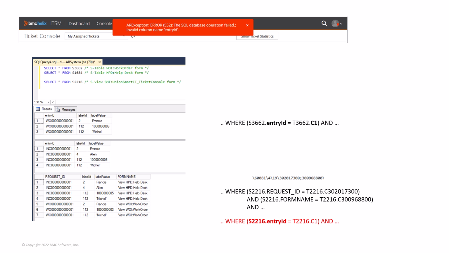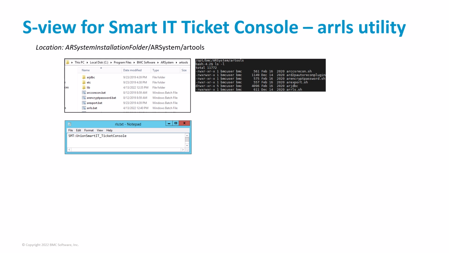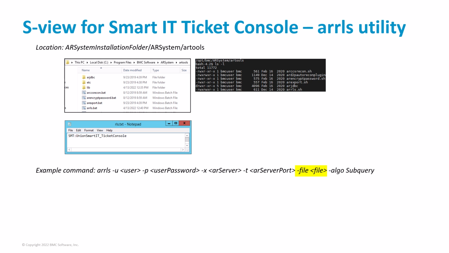Now, next to the Union configuration console, there is also a utility called ARRLS that can be run from a command line to create the S view and enable the subquery algorithm for the ticket console. The utility ships with AR Server 1908 and higher and is located in the AR Tools folder on the AR server. To enable subquery for the ticket console, you can create a simple text file with the name of the view form like this, and then use that as an input file for the utility in a command with this format.